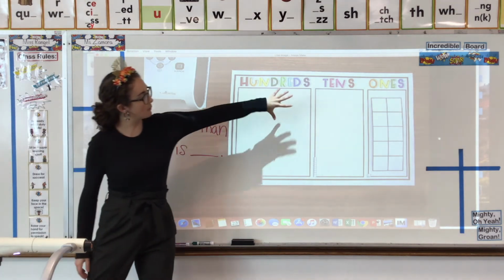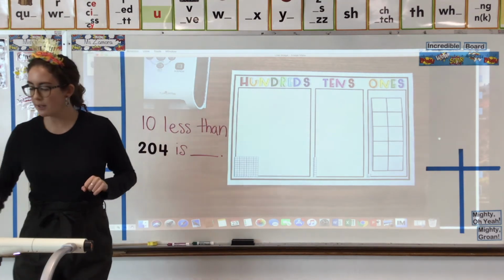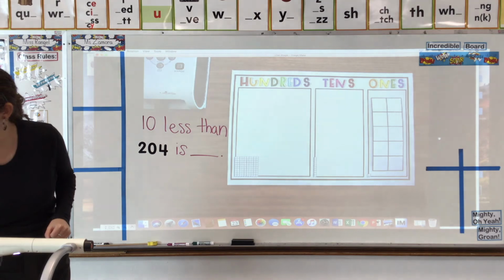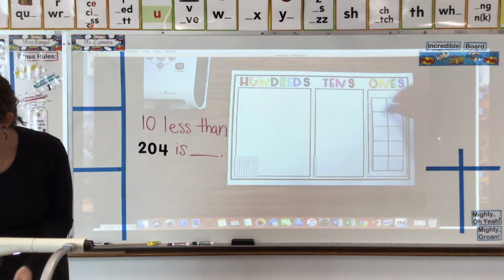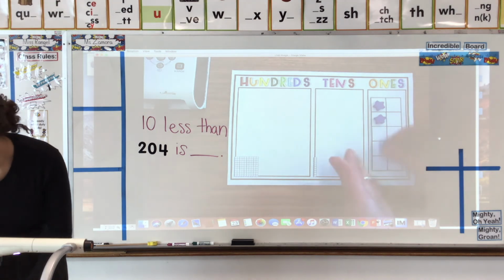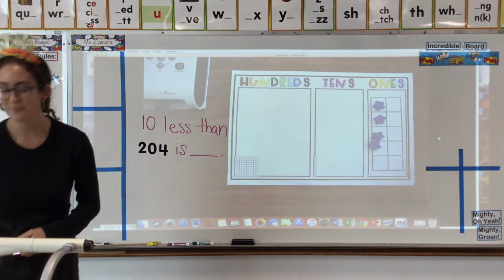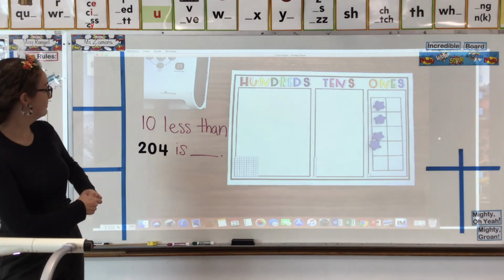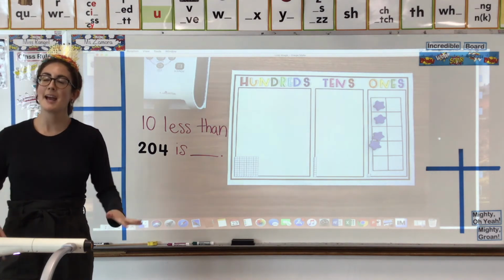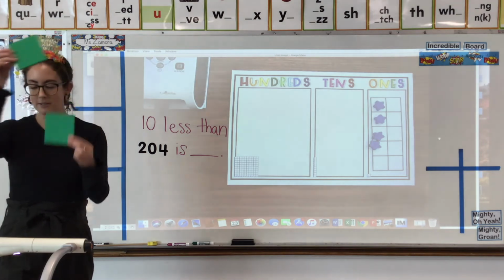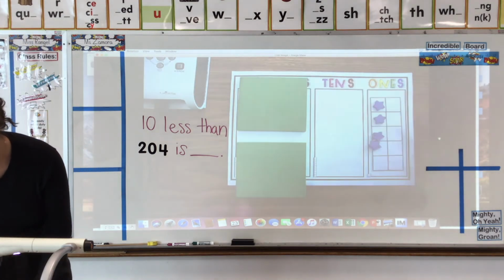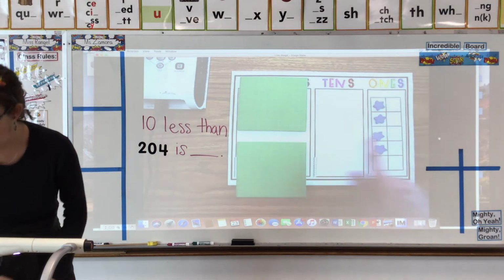204. So can we show 204 on our chart? How many ones are we going to show? How many ones are there? 4 ones. Let's show those 4 ones. How many tens? No tens. How many hundreds? 200s, of course. Awesome. 200s and 4 ones.